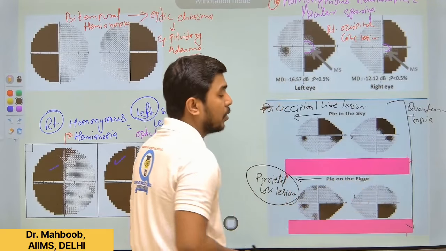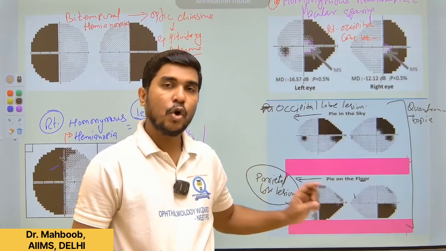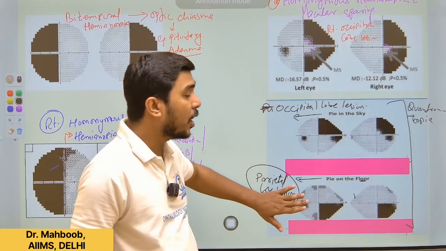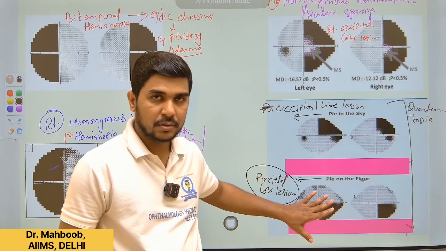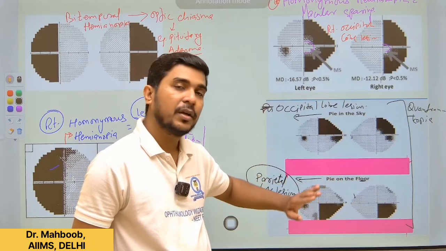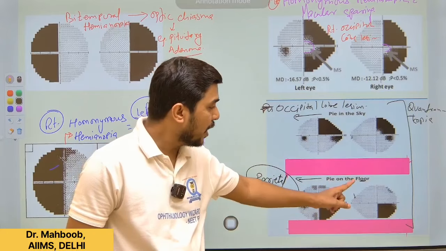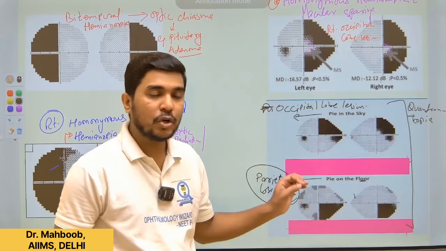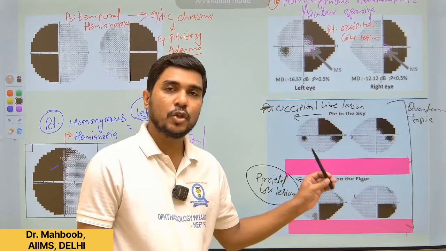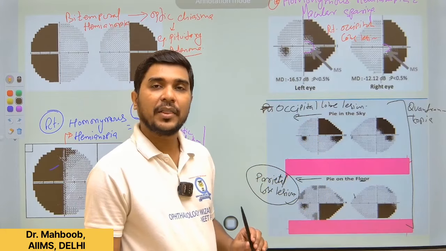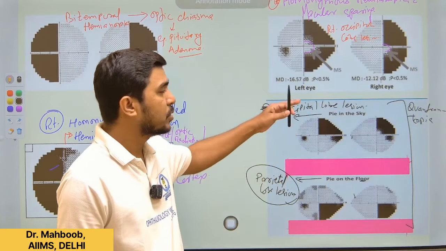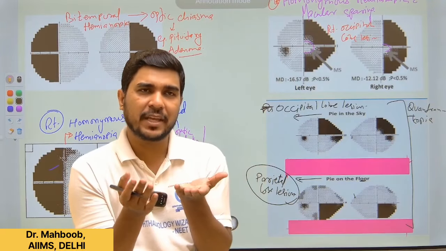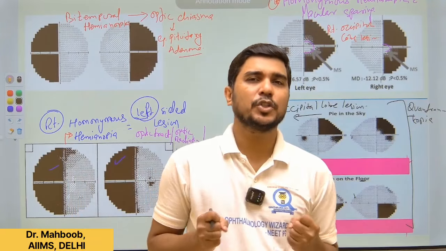In pie on the floor there is an O, O for occipital. Remember that O for occipital is not the floor, parietal is the floor. I have to remember it this way, because if I go into the details of making you understand this, it will become very hodgepodge.